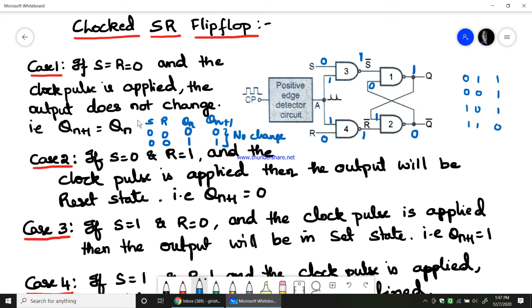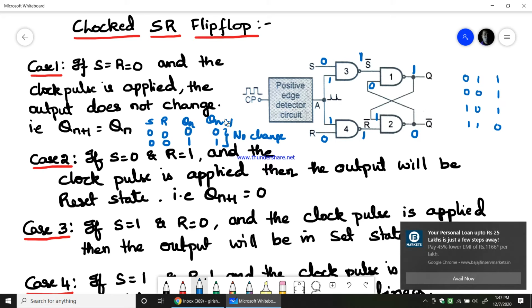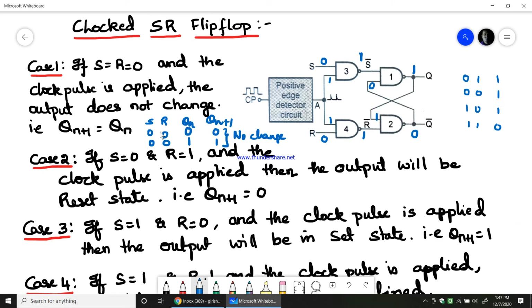It means when S and R is 0 0, whatever the present state is, the same present state will repeat again. So the present state will be equal to the next state when the S and R input is 0 0.